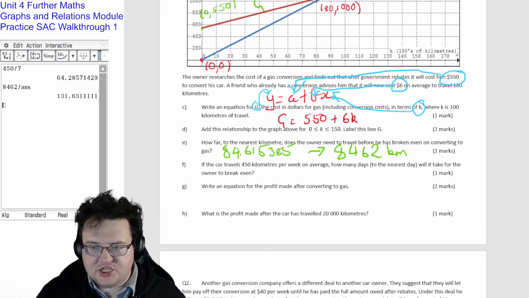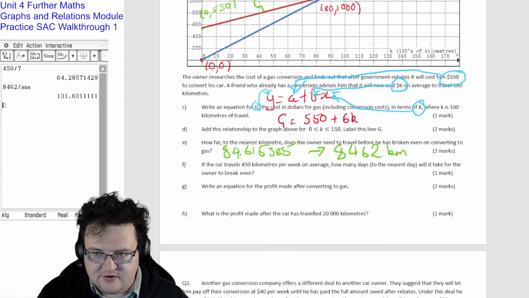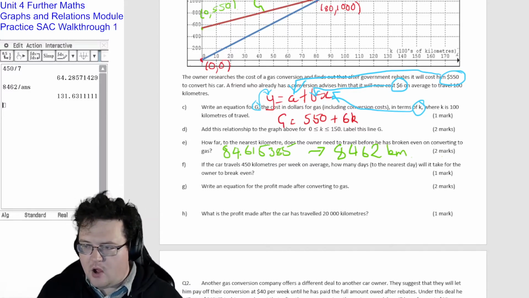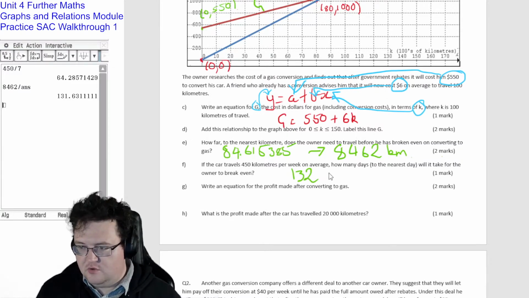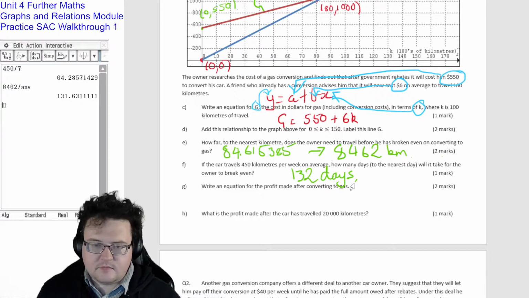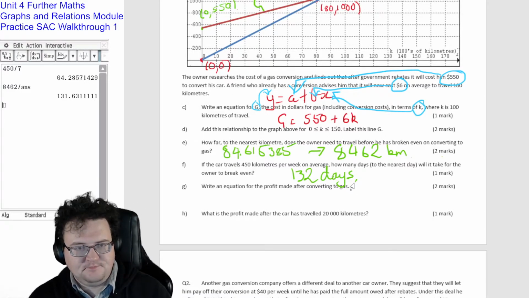But again, the question wants it to the nearest day. So I'm going to take my 131.63111, and I'm just going to round it to 132 days.